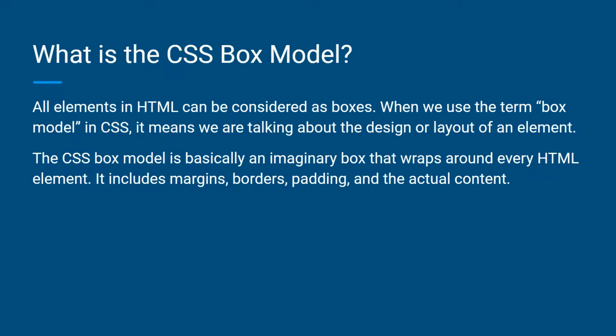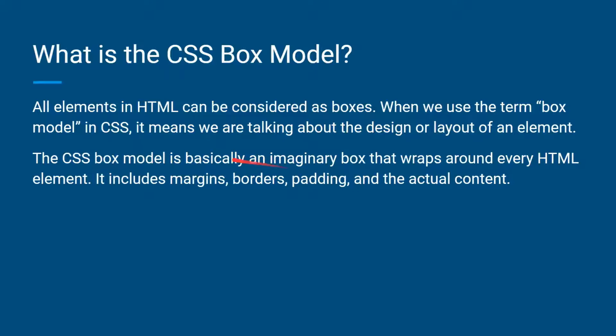So first, what is the CSS box model? What does it mean by box model? All the elements in HTML can be considered boxes. For example, let's say you have an HTML heading. You can consider it as a box. So when we use the term box model in CSS, it means we are talking about the design or layout of an element. The CSS box model is basically an imaginary box.